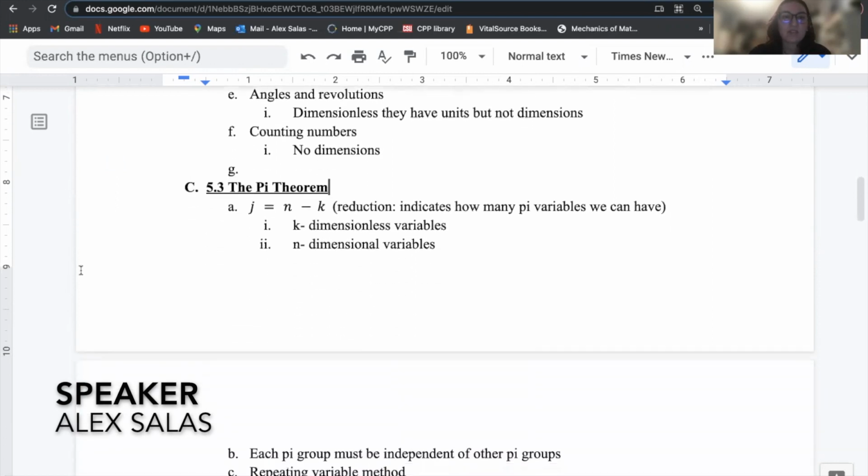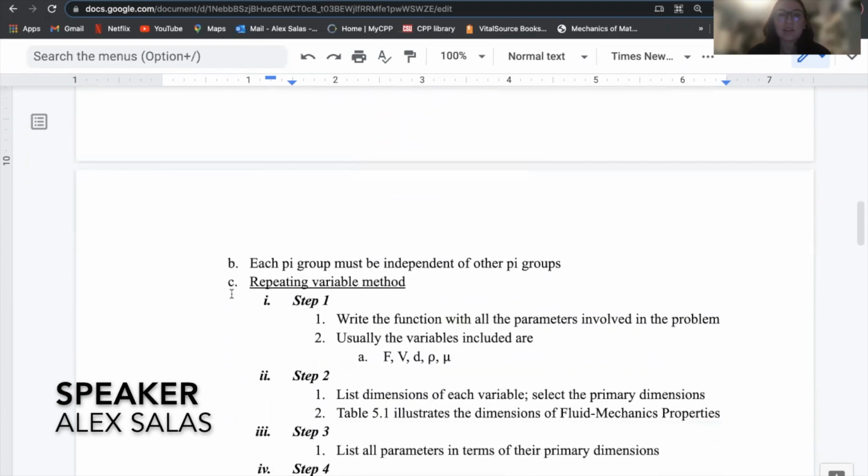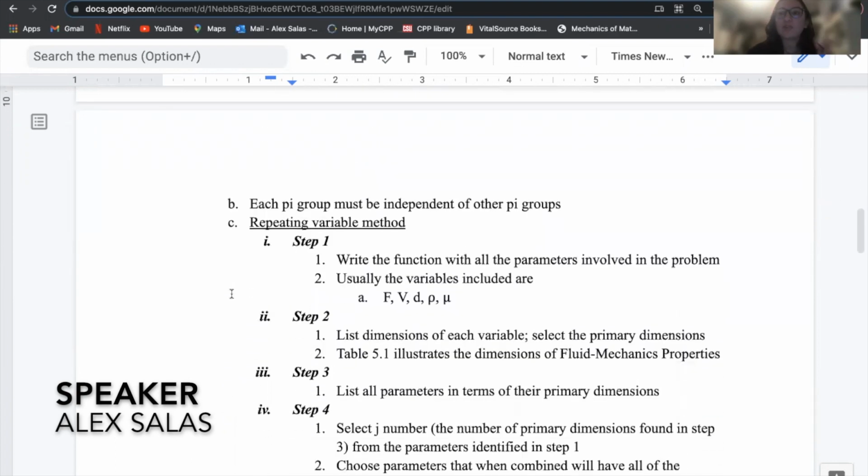And then moving on to 5.3, the pi theorem. So we have J, which is the reduction factor. It indicates how many pi variables we're going to have. And you find that by taking the dimensional variables and subtracting the dimensionless variables. And each pi group must be independent of all the other pi groups. And we have two methods for finding them.